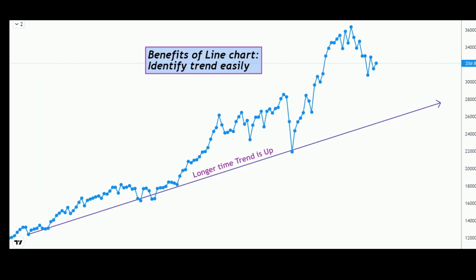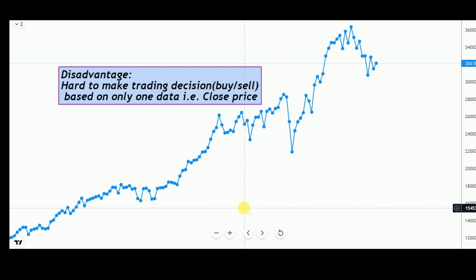Now let's talk about the benefits of both of these chart types. First, for the line chart, the main benefit is we can identify the longer time trend easily. As we can see on the chart, the longer time trend is up for this instrument. There are some disadvantages of using only the line chart as well, like it is hard to make trading decisions, whether to buy or sell the instrument, based on only one data, that is close price.